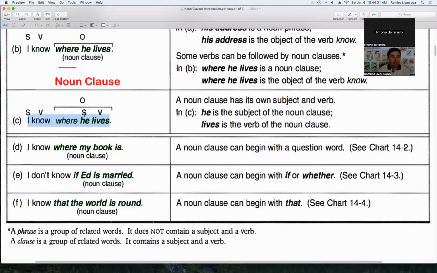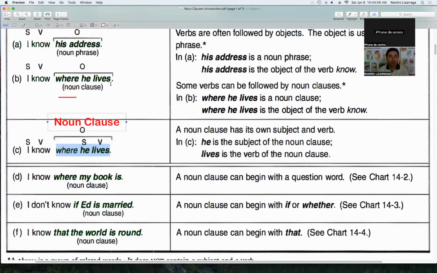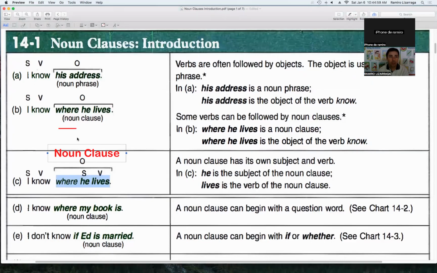But in the sentence, the object, where he lives, is a noun clause. Remember that every sentence has a subject, verb, and object. But in this case, take a look at this. The object, I repeat, is the noun clause. And as we saw here, the object can be not only a noun clause, but also a noun phrase, okay?